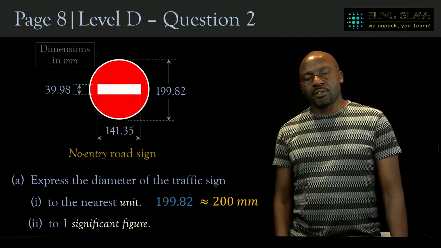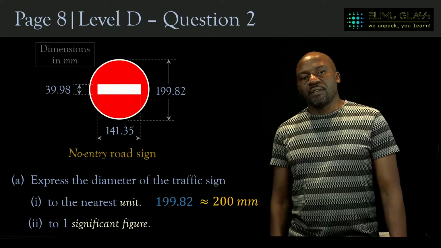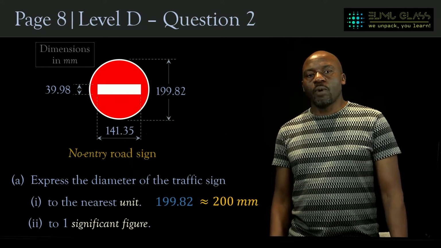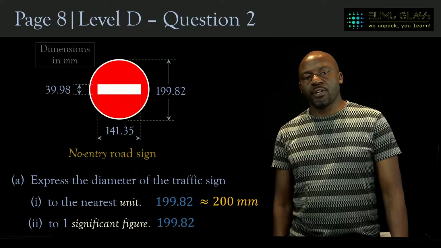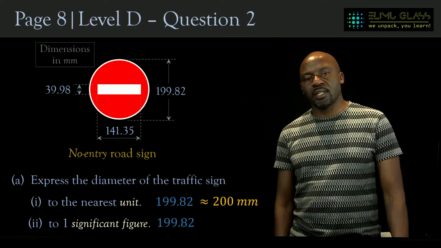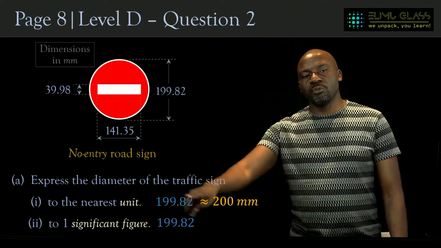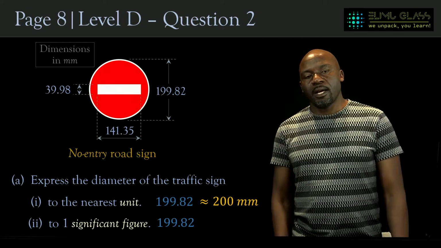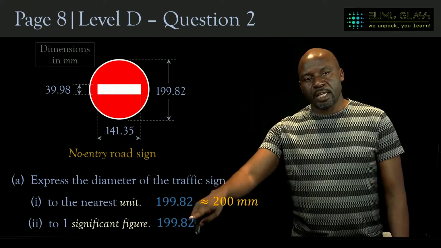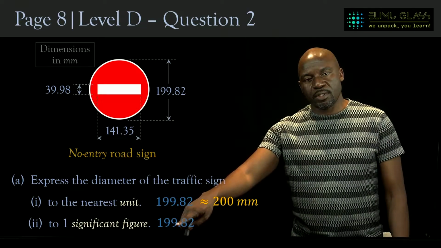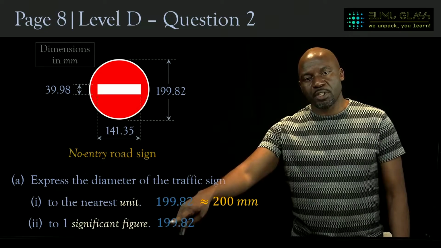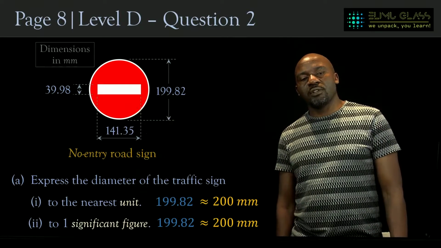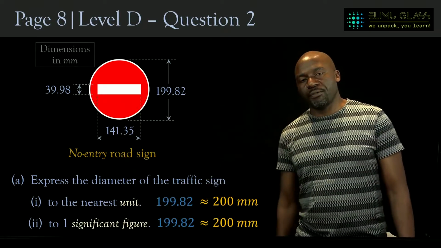All right, part 2, give your answer to one significant figure. Well, 199.82, if we round it off, the 8 rounds the 9 up and turns it into a 0, which in turn turns that into a 0, which turns that into a 2. And so our answer is going to be 200 millimeters to one significant figure.